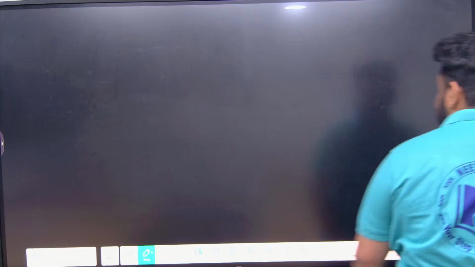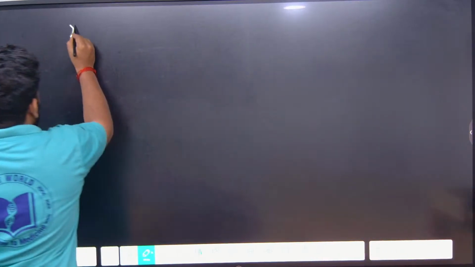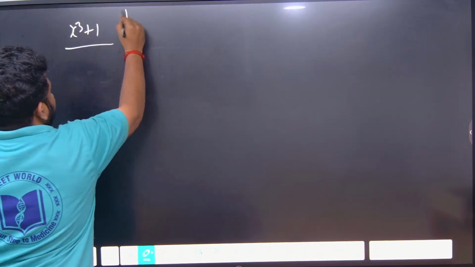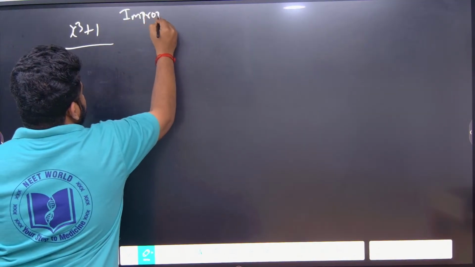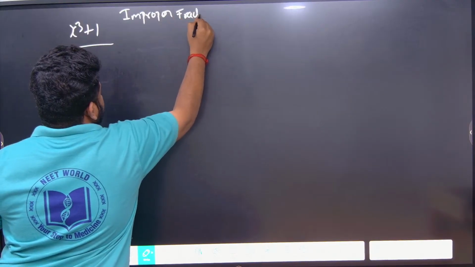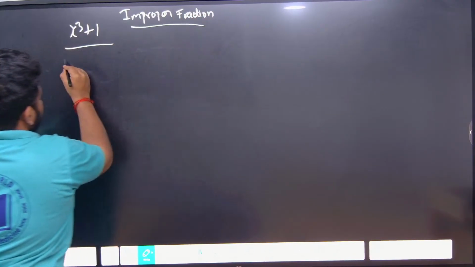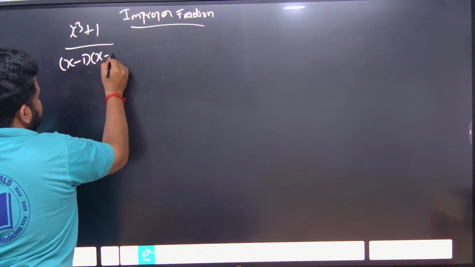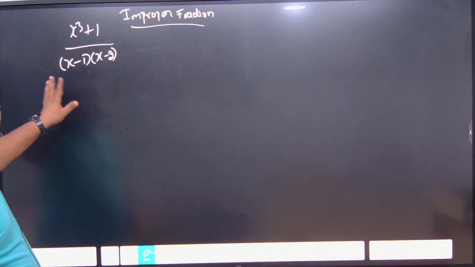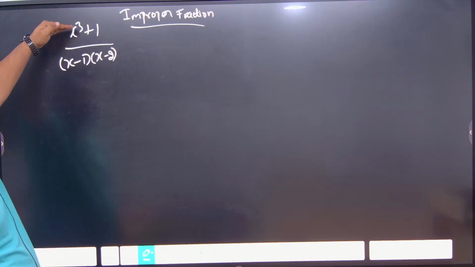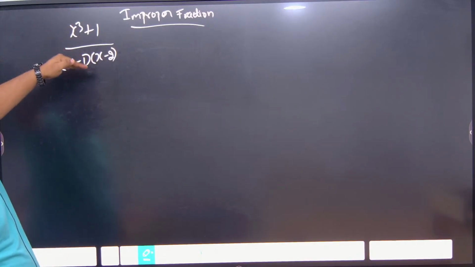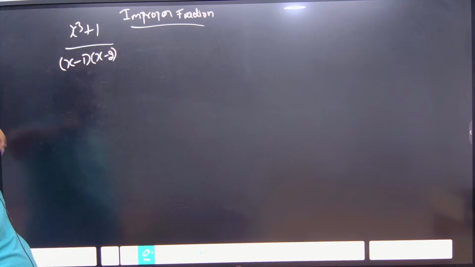So improper, let us take an example. x cube plus 1 by x minus 1, x minus 2. If the improper fraction is given like this, see here, degree of numerator is 3. Degree of denominator, x into x, is 2. So clearly this is an improper fraction, because degree of numerator is greater than the degree of denominator.